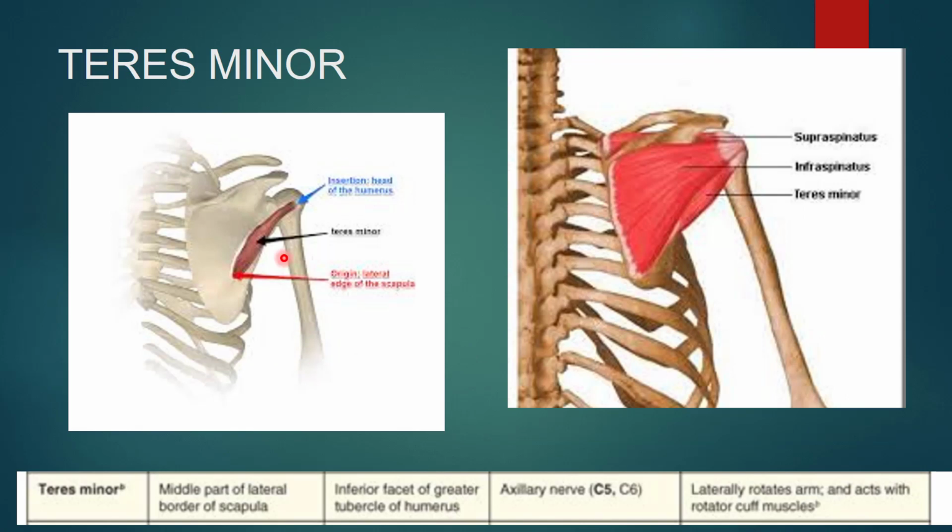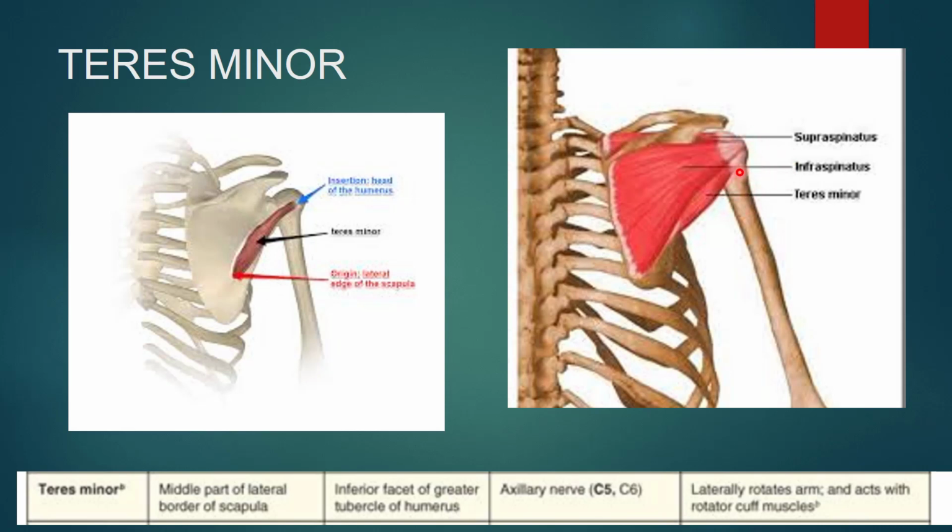Now the fourth muscle, which is the teres minor muscle. We have discussed deltoid, supraspinatus, infraspinatus, and now the teres minor muscle. See here, this is the teres minor muscle. It originates from the middle part of the lateral border of the scapula. See here, this is the lateral border of the scapula, and teres minor originates from the middle part of the lateral border of the scapula. Okay, and it is inserted on the inferior facet of the greater tubercle of the humerus.